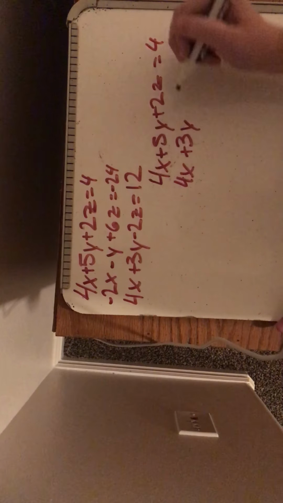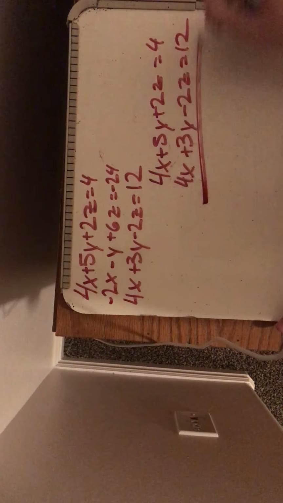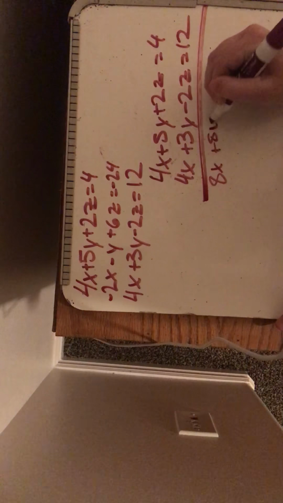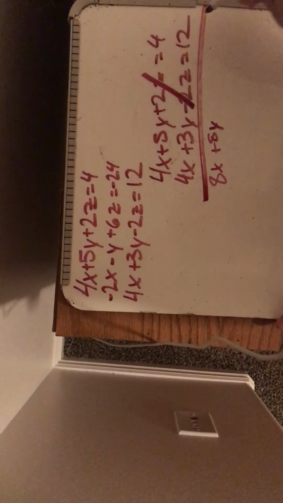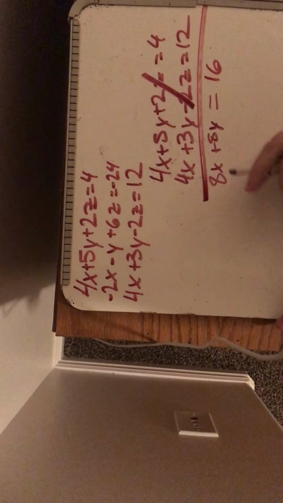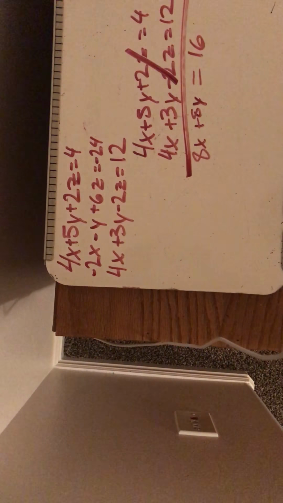These are going to take a while for me to write out, sorry. So from here, you can see, we're left with 8x plus 8y. These cross out, so you're not dealing with them anymore, and then you're going to leave that one alone for just a little while until you get your other equation.